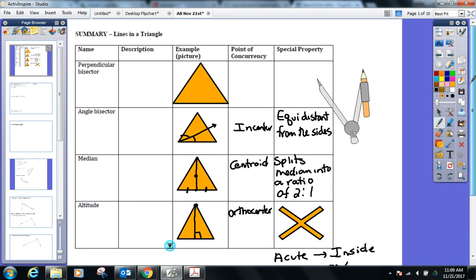All right, let's go back up to perpendicular bisector. I saved this one for last because I want you guys to realize this is the only one out of the four that does not have to start at a vertex. Make sure you know that, okay? It does not have to start at a vertex.